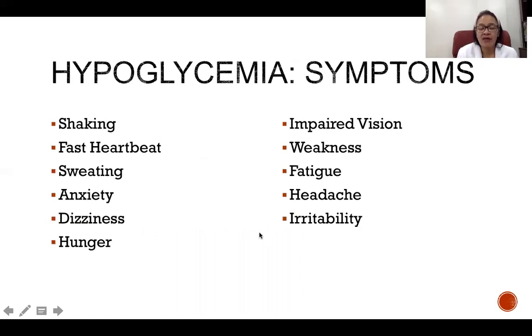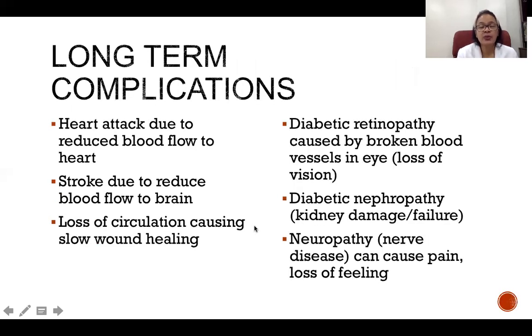And then when you have hypoglycemia, you can also have symptoms: shaking, fast heartbeat, sweating, anxiety, dizziness, hunger, impaired vision, weakness, fatigue, headache, and irritability. So this could be some of the symptoms if you have low levels of your sugar. So what could be the long-term complications of diabetes mellitus?